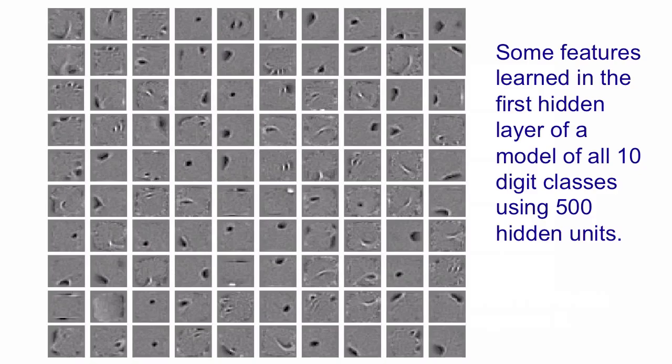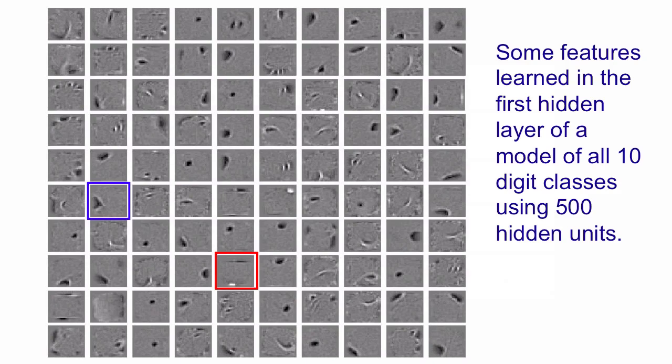So here's some feature detectors that were learned in the first hidden layer of a model that uses 500 hidden units to model all 10-digit classes, and this model has been trained for a long time with contrastive divergence. It has a big variety of feature detectors. If you look at the one in the blue box, that's obviously going to be useful for detecting things like 8s. If you look at the one in the red box, it's a curious kind of feature. It's not what you expect to see.